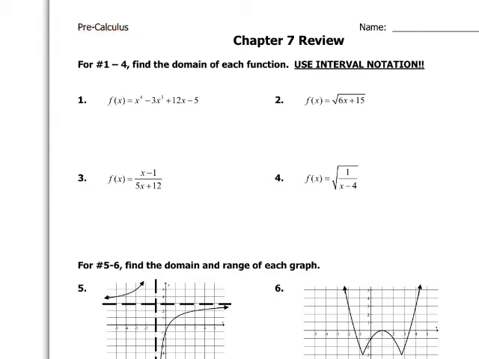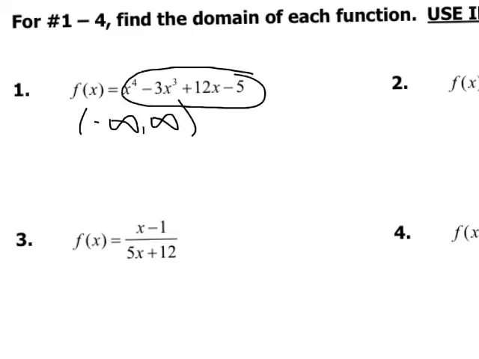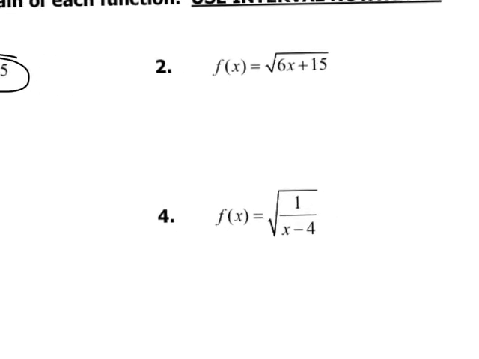So number 1, you can see as a polynomial. And so our rule for polynomials is that it's defined everywhere. So negative infinity to positive infinity. Okay, so this is a perfect example of a polynomial. All right, number 2, this is a square root.